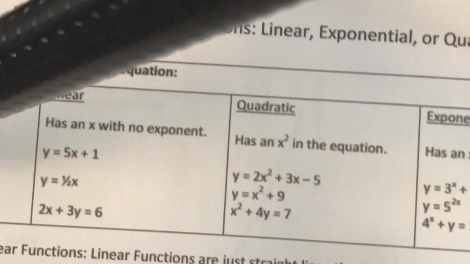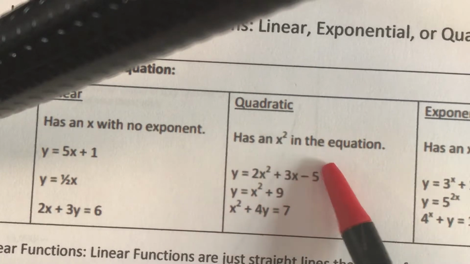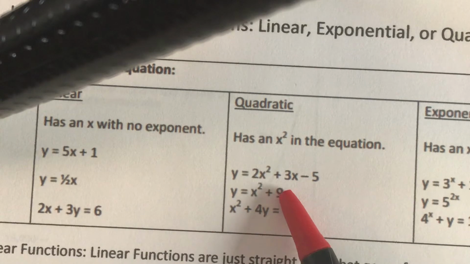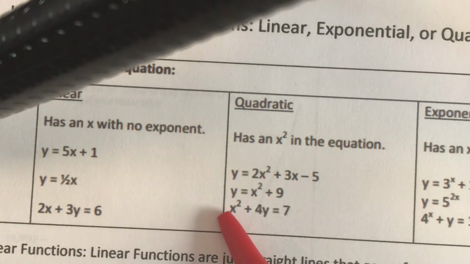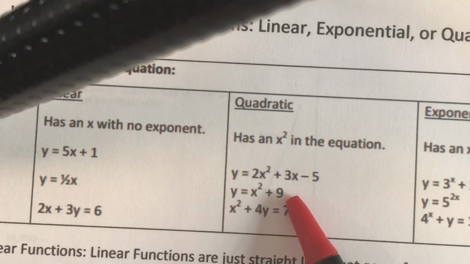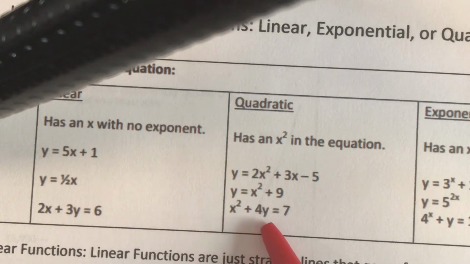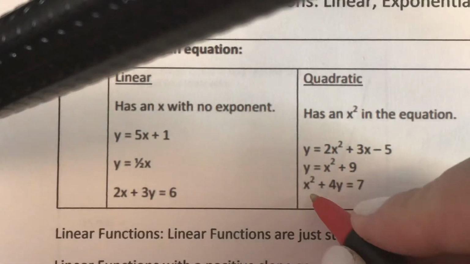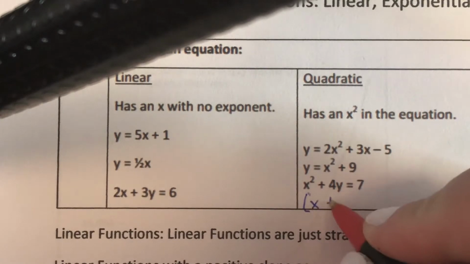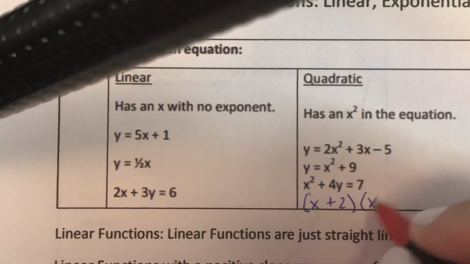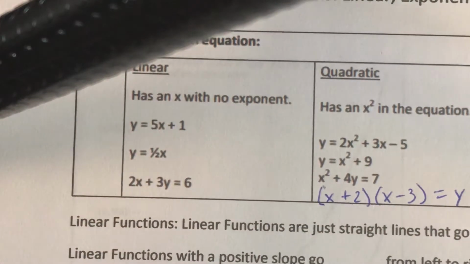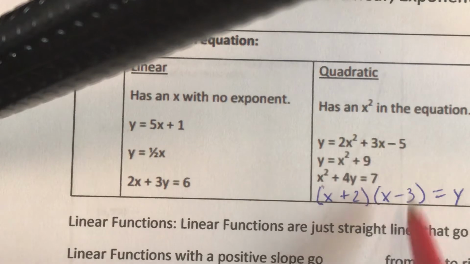Then a quadratic has an x squared in the equation. So here we have y is equal to 2x squared plus 3x minus 5. That's an example. Another example is y is equal to x squared plus 9. Another example is x squared plus 4y equals 7. And I'm going to add one more because this can be a little tricky, but if we have something that looks like this, okay, we've seen this before. It's actually something like this factored.